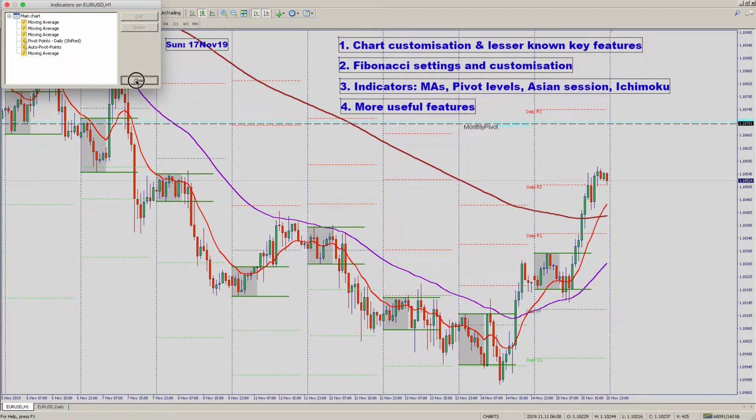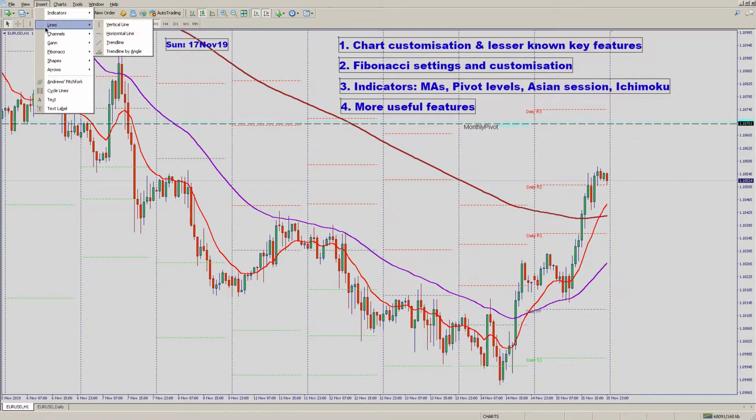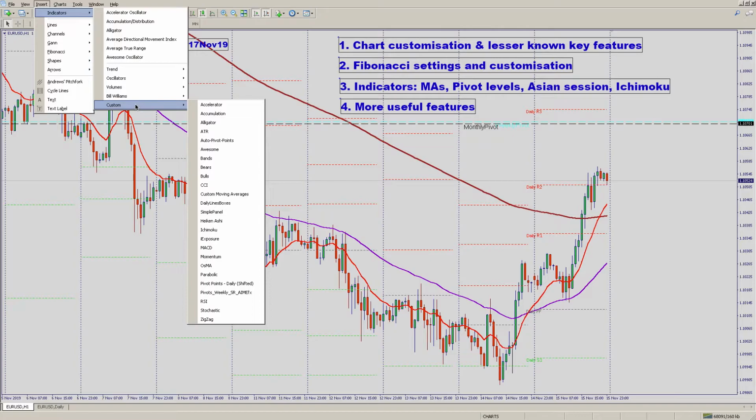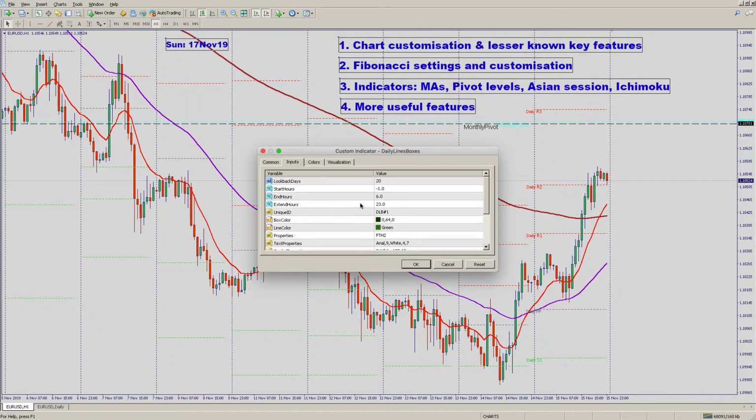Okay, let me take it out and let's start to show where it is set. You should be able to find it in your custom indicators, and daily line boxes is here, and these are the default settings. Alright, if your broker doesn't have it, it's okay. I'll provide a link for you to download this Asian session box, as it's called.